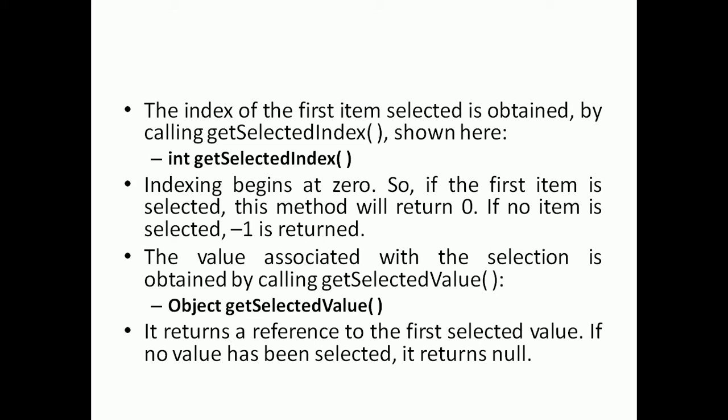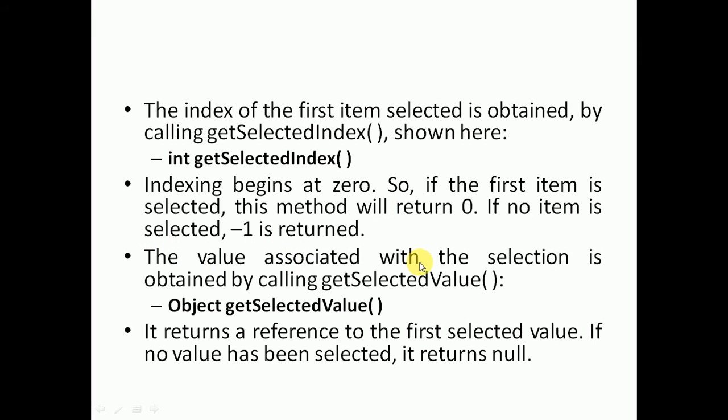The index of the first item selected is obtained by calling getSelectedIndex, which is shown as below. int getSelectedIndex. Indexing, remember, begins at 0. So if the first item is selected, this method will return 0. If no items are selected, then -1 will be returned to you.